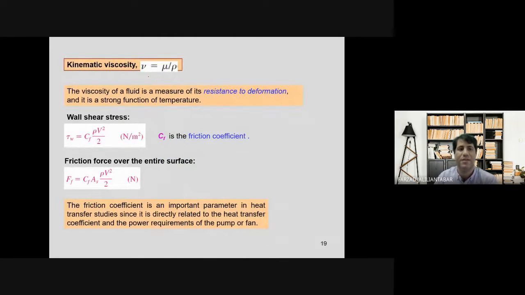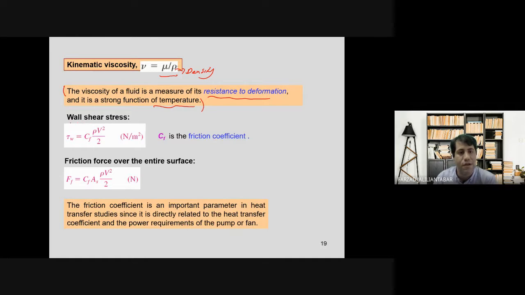Based on that dynamic viscosity, we can also calculate kinematic viscosity, or nu, which will be equal to mu, the dynamic viscosity, divided by rho, the density. So why is this important? Again, as mentioned here, the viscosity of a fluid is a measure of its resistance to deformation, and it is a strong function of temperature. The relationship between the information which I told you and heat transfer.